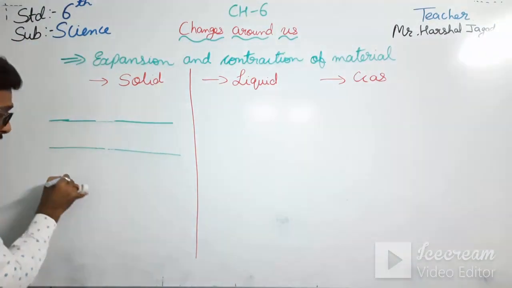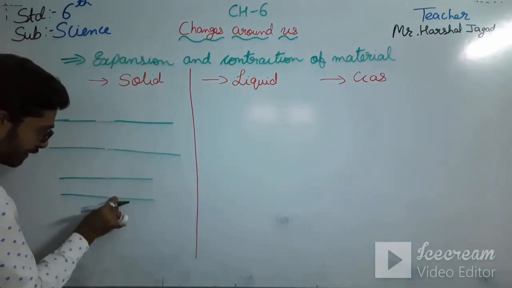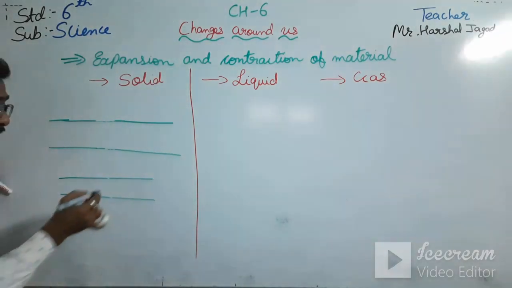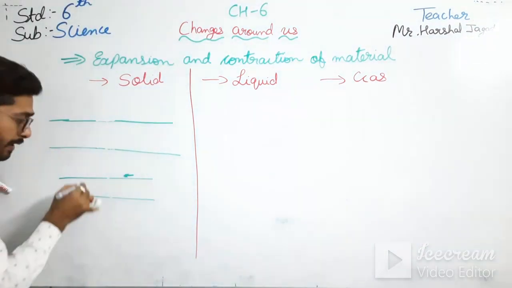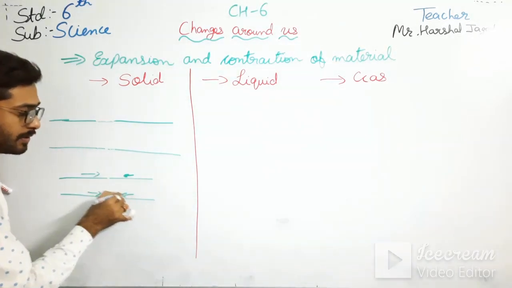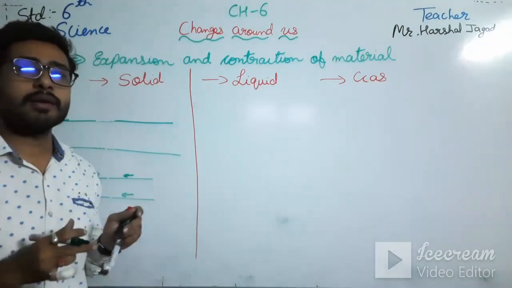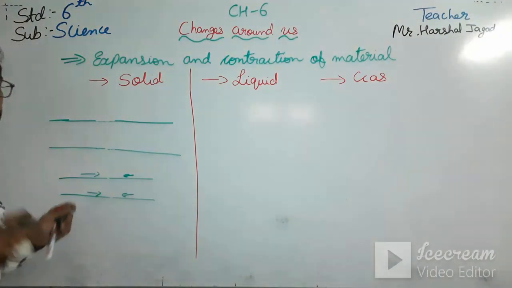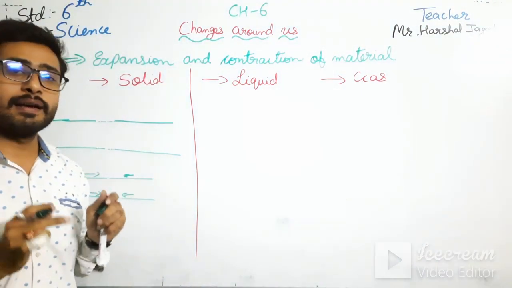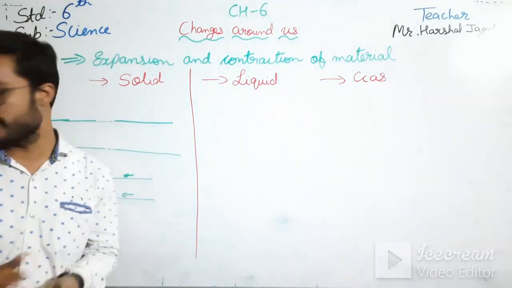If they are this near, with only this much space, this will also expand and this will also expand. So what will happen? There will be a crack, or the rail line will bend. Due to the expansion, the rail line will bend, or it will have a crack in it. Let us see that.